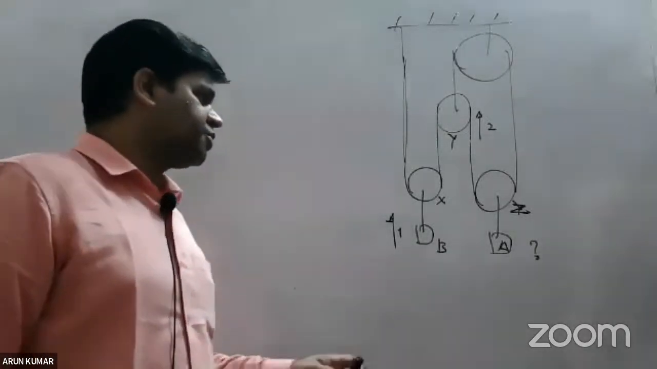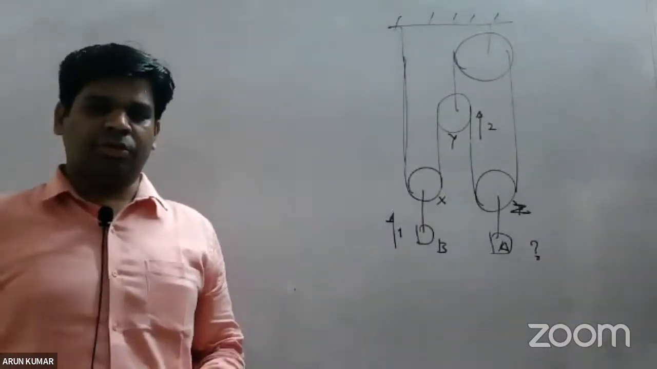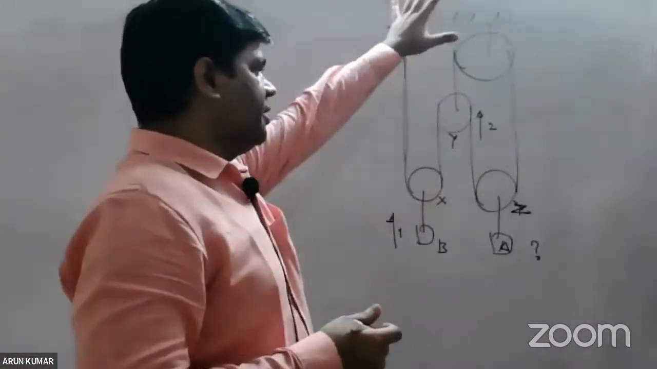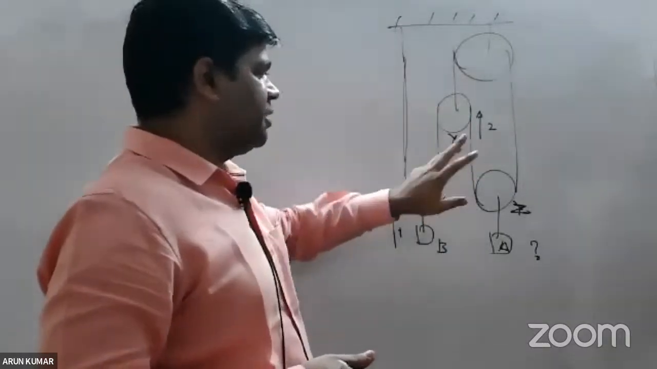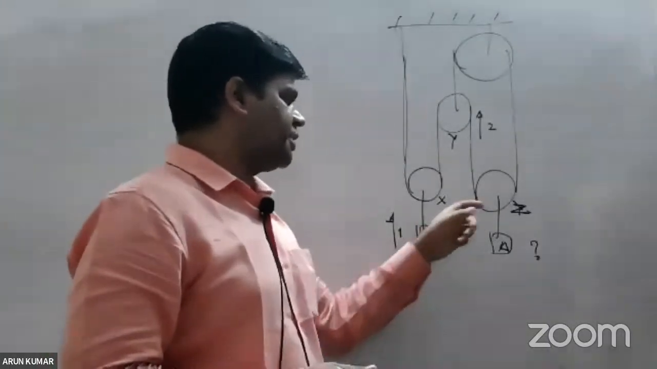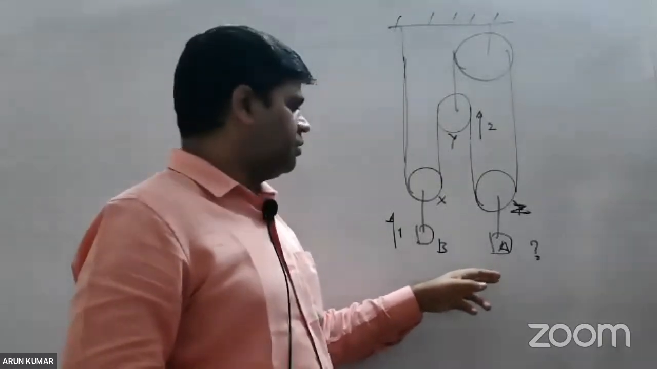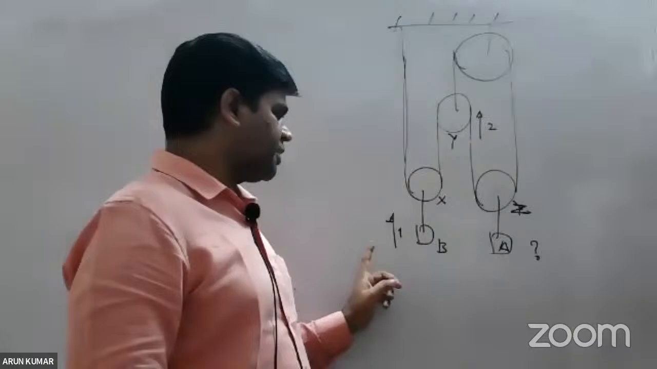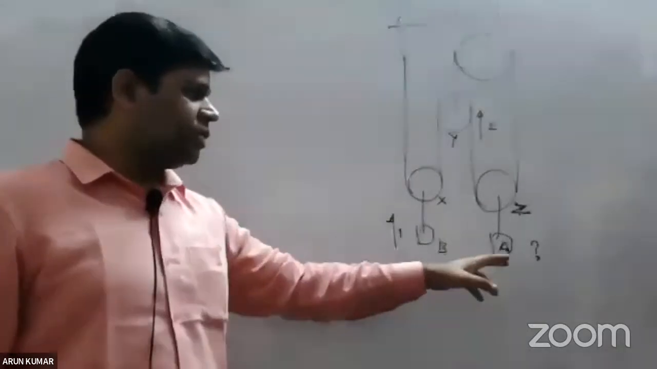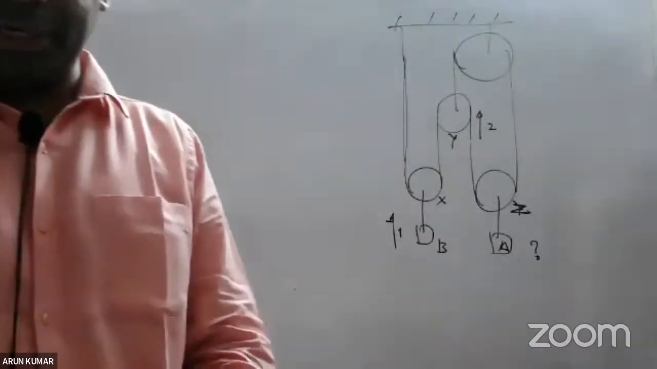Okay. Yes, students. So how do you do this? I'll repeat the question. Someone asked me to repeat the question. See, this is the arrangement. There are three pulleys X, Y, and Z, like three movable pulleys and one fixed pulley. X, Y, and Z are movable pulleys. Blocks A and B are attached to X and Z respectively. Required to find the velocity of block A when the velocity of block B is given as 1 meter per second upward and the velocity of Y is given as 2 meters per second upward. Required to find the velocity of A. Take time, think about it.